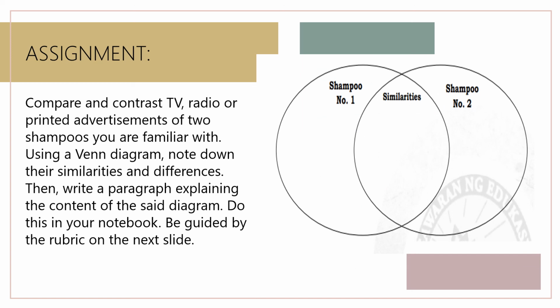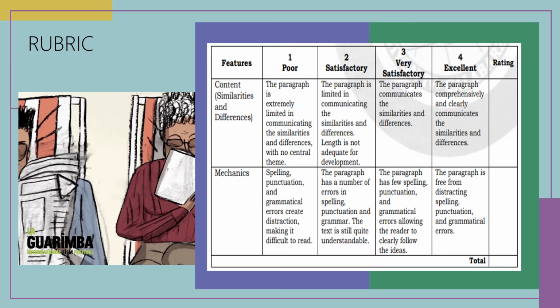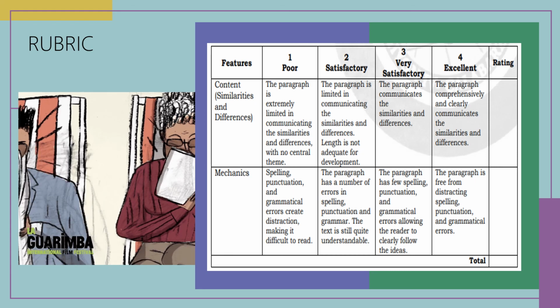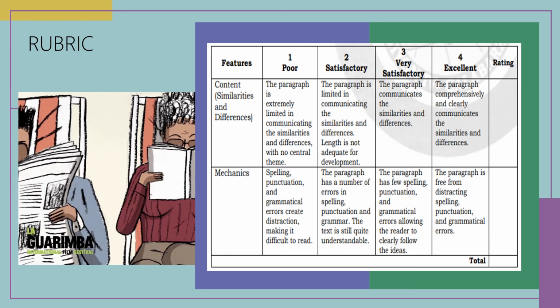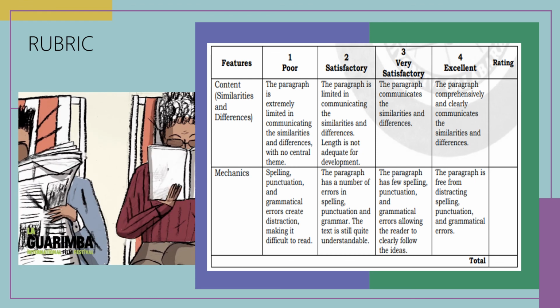So, this is the Venn diagram that you are going to use. Sa left side, shampoo number 1. Sa right side, the shampoo number 2. And at the middle of the Venn diagram is the similarities of 2 shampoos. So, for our criteria, para to rate your assignment, this is our rubric. Okay? Ang features natin is content, similarities and differences, and mechanics. We have here 1 point for poor, 2 for satisfactory, 3 for very satisfactory, and 4 if you get an excellent on the job. Okay? Understand? Okay, very good.